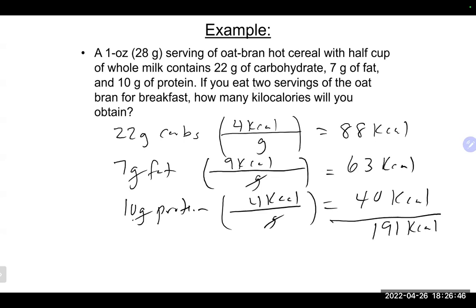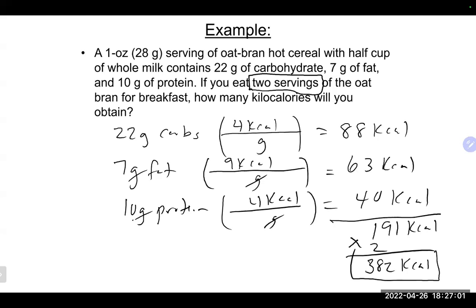But that is per serving. But here we did eat 2 servings because we were hungry. So we should probably multiply that by 2. And that would be something like we ate 382 calories at our breakfast. It's a good way to start the breakfast in the morning there.